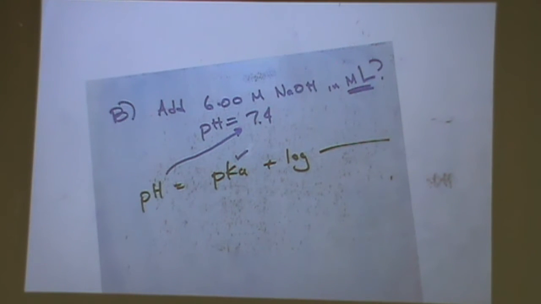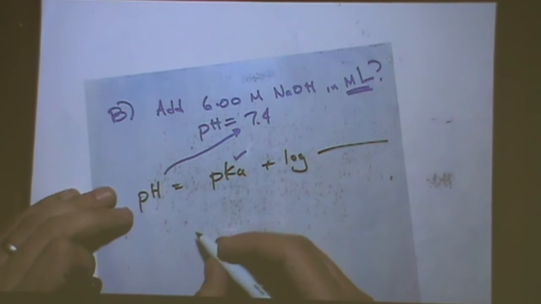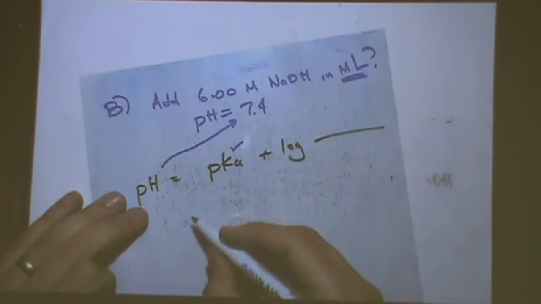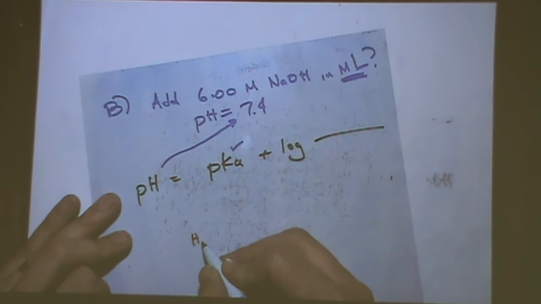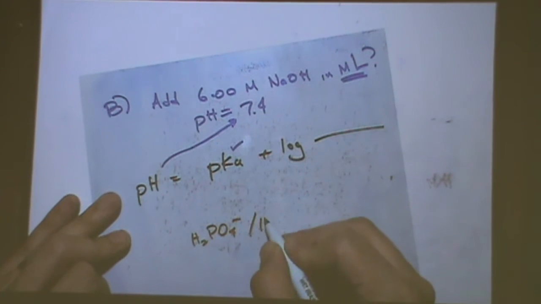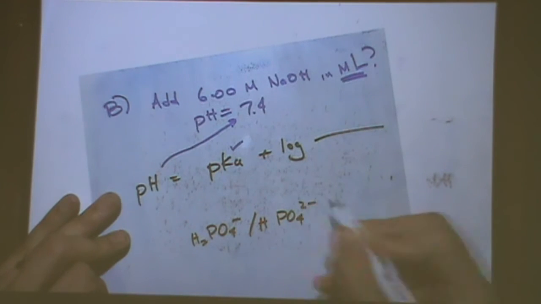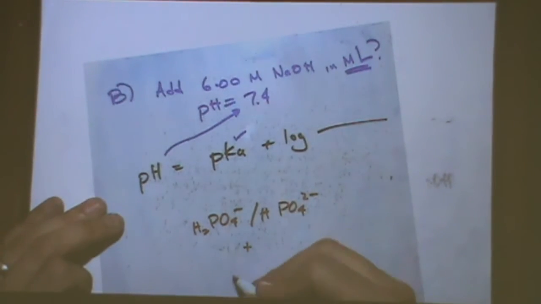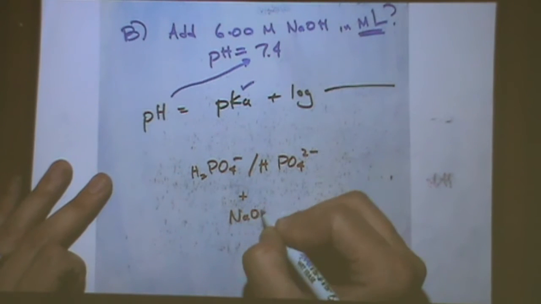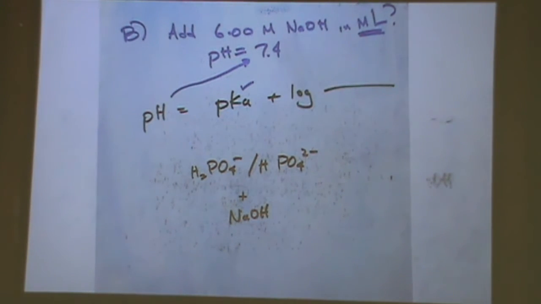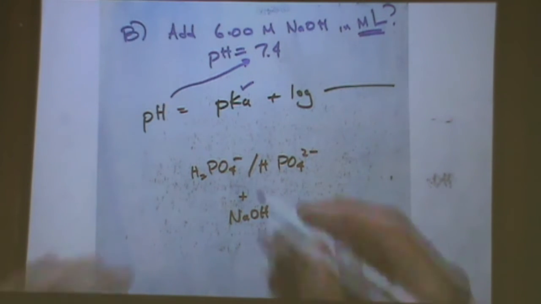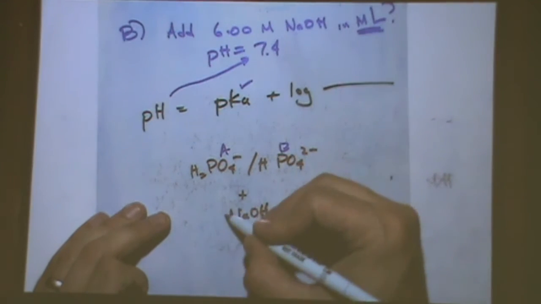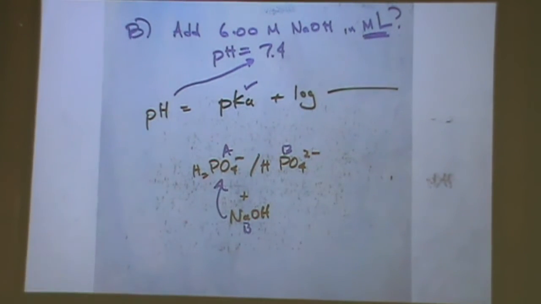Now, let me write the buffer down one more time, different color. There's H2PO4 minus and HPO4 2 minus. There's the buffer one more time. Remember, I'm adding NaOH. Okay. NaOH will react with which side, right or left? The left. How did you know that? That's the acid, yeah. So this is the acid, this is the base. So the base here will react with the acid. Okay?